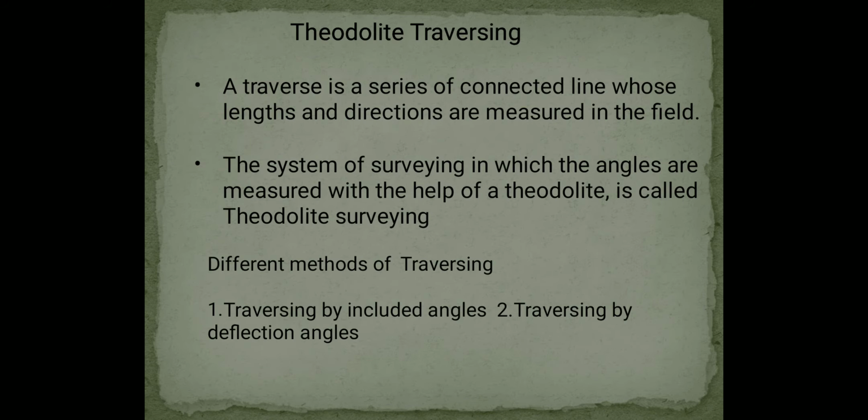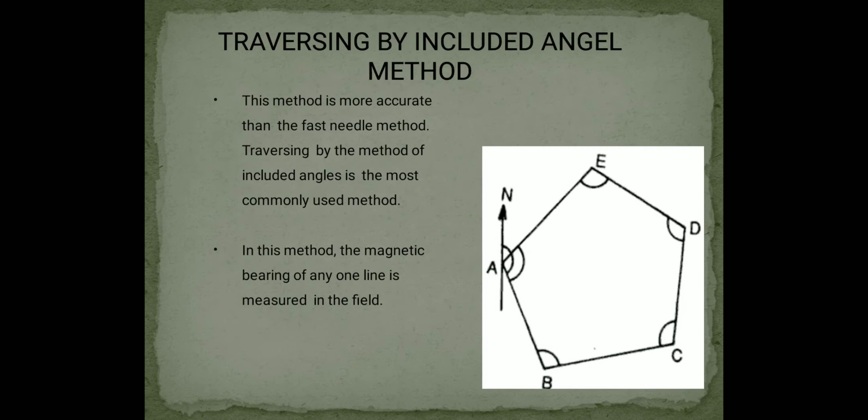Next is theodolite traversing. A traverse is a series of connected lines whose lengths and directions are measured in the field. The system of surveying in which the angles are measured with the help of a theodolite is called theodolite surveying. This is done in two ways: by measuring included angles or by measuring deflection angles. Measuring included angles is more accurate than the fast needle method. The method of included angles is the most commonly used method.